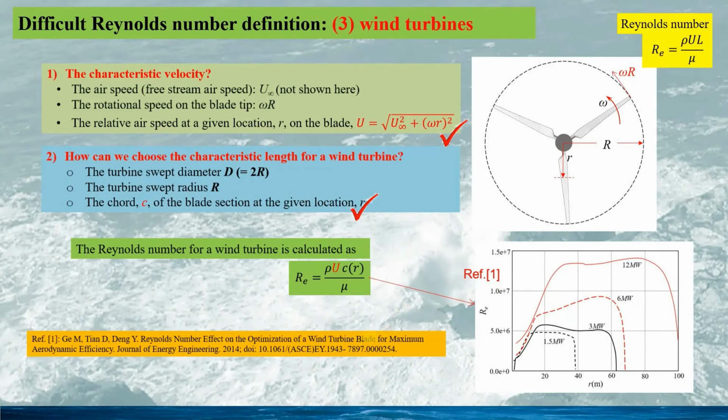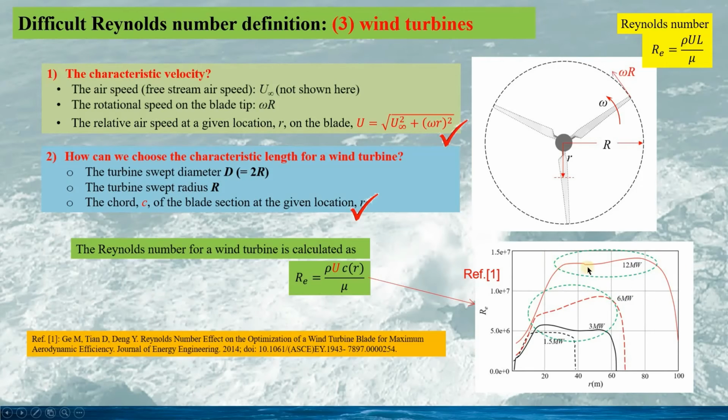In this regard, the Reynolds number for a wind turbine is not a single value. It varies along the span of the turbine blade. From this plot following the reference, we can see there is a certain region along the blade span where the corresponding Reynolds number is almost constant, corresponding to the maximum Reynolds number. Hence, we can take the maximum Reynolds number on the blade as the turbine Reynolds number.